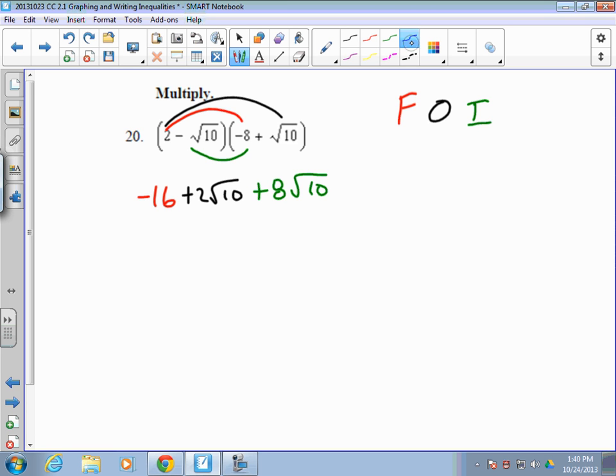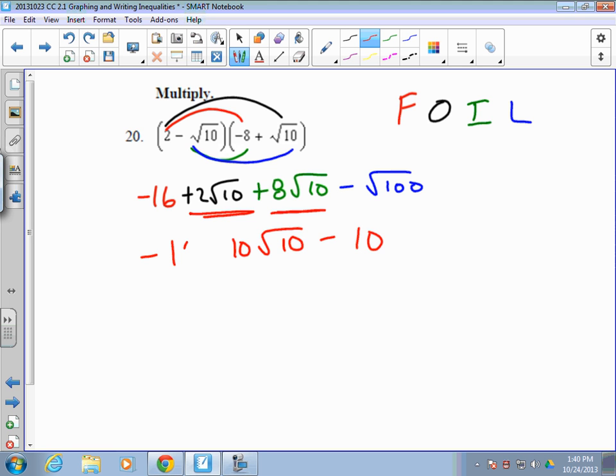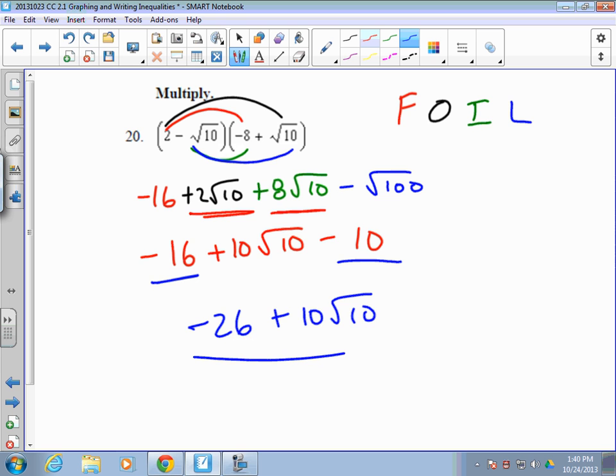And finally, L stands for last 2 terms. Negative square root of 10 times positive square root of 10 is negative square root of 100. All you have to do is clean this one up. Put your like terms together, just like algebra 1. 2 times the square root of 10 and 8 times the square root of 10 is 10 square root of 10. And you could simplify negative square root of 100 is negative 10. So negative 16 plus 10 square root of 10 minus 10. Again, put your like terms together, negative 16 and negative 10. And you have negative 26 plus 10 square root of 10 is your simplified version once it's FOILed.